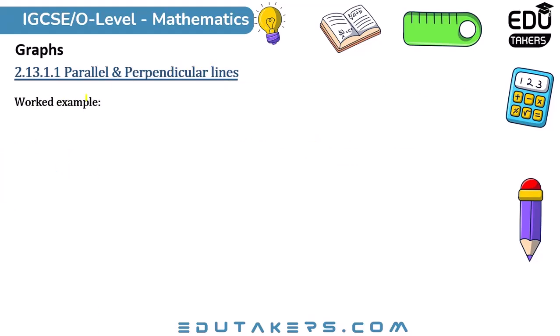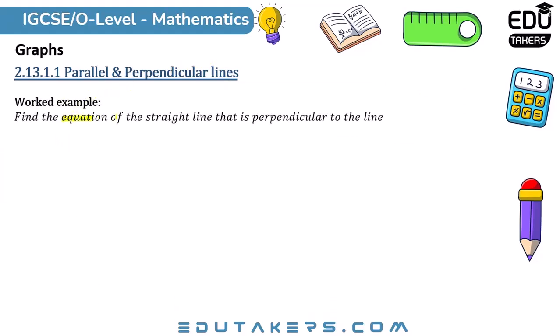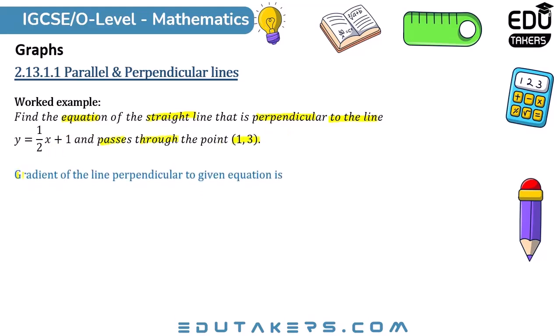Worked example for perpendicular lines. Find the equation of the straight line that is perpendicular to the line y is equal to 1 over 2 x plus 1 and passes through the point (1, 3). The gradient of the line perpendicular to the given equation is m is equal to negative 1 over 1 over 2, which is negative 2.